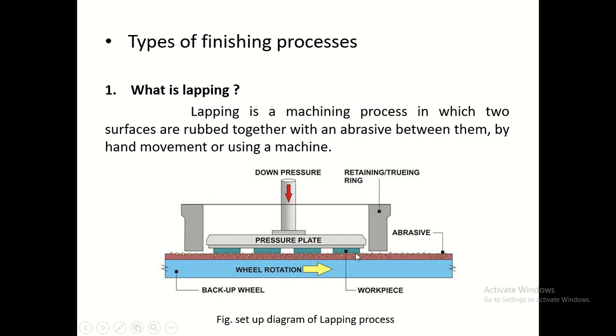So there is contact between the abrasives and the plate. Because of this contact, a rubbing action happens between the workpiece and the abrasive, and the lap plate continues to rotate. This is the rotating lap plate, and the workpiece gets rubbed with the abrasives. So a small amount of material gets removed from the surface, and a finish is obtained on the workpiece.